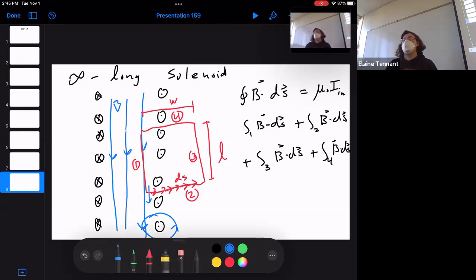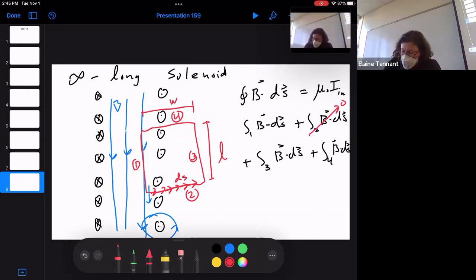What's the angle between those ds's and the magnetic field? 90, and what is the cosine of 90? 0. And so the dot product between the magnetic field and those ds's is 0 because they're going in completely opposite directions. So this guy over here is 0.